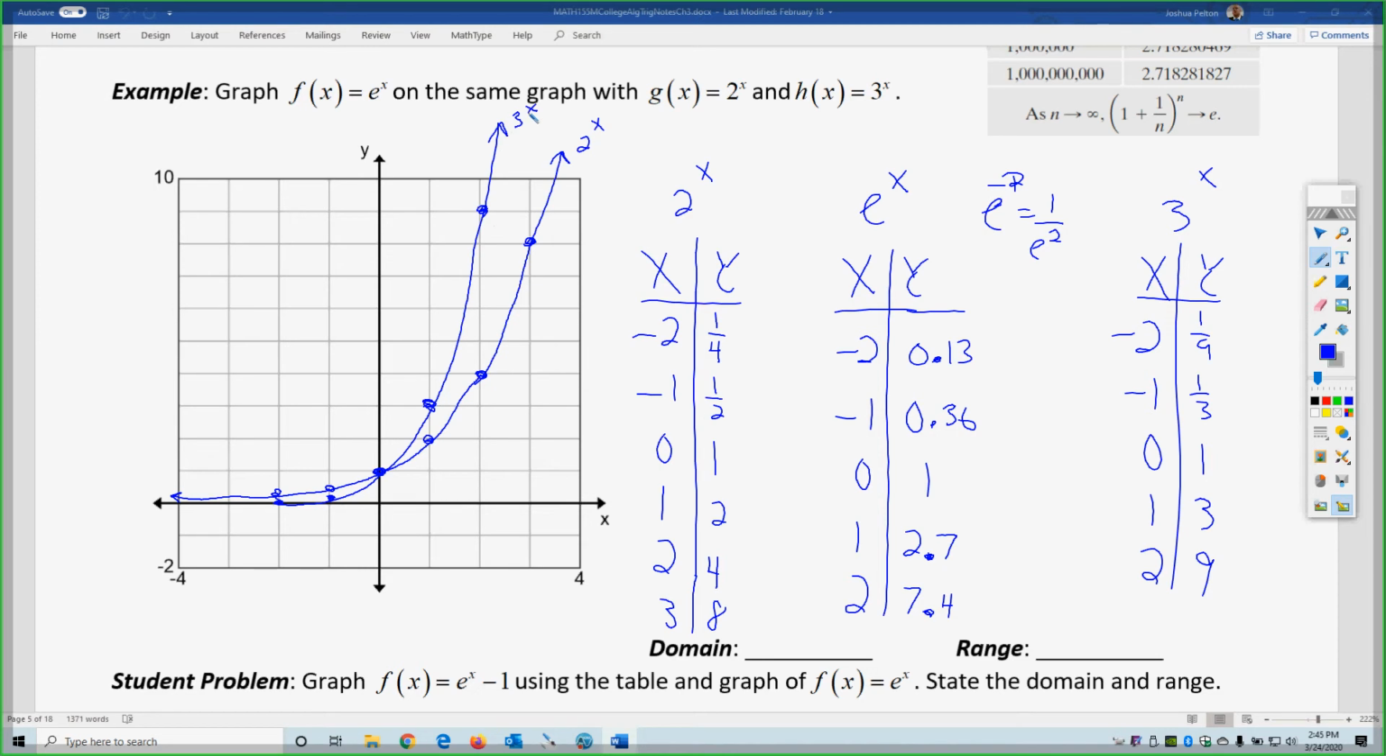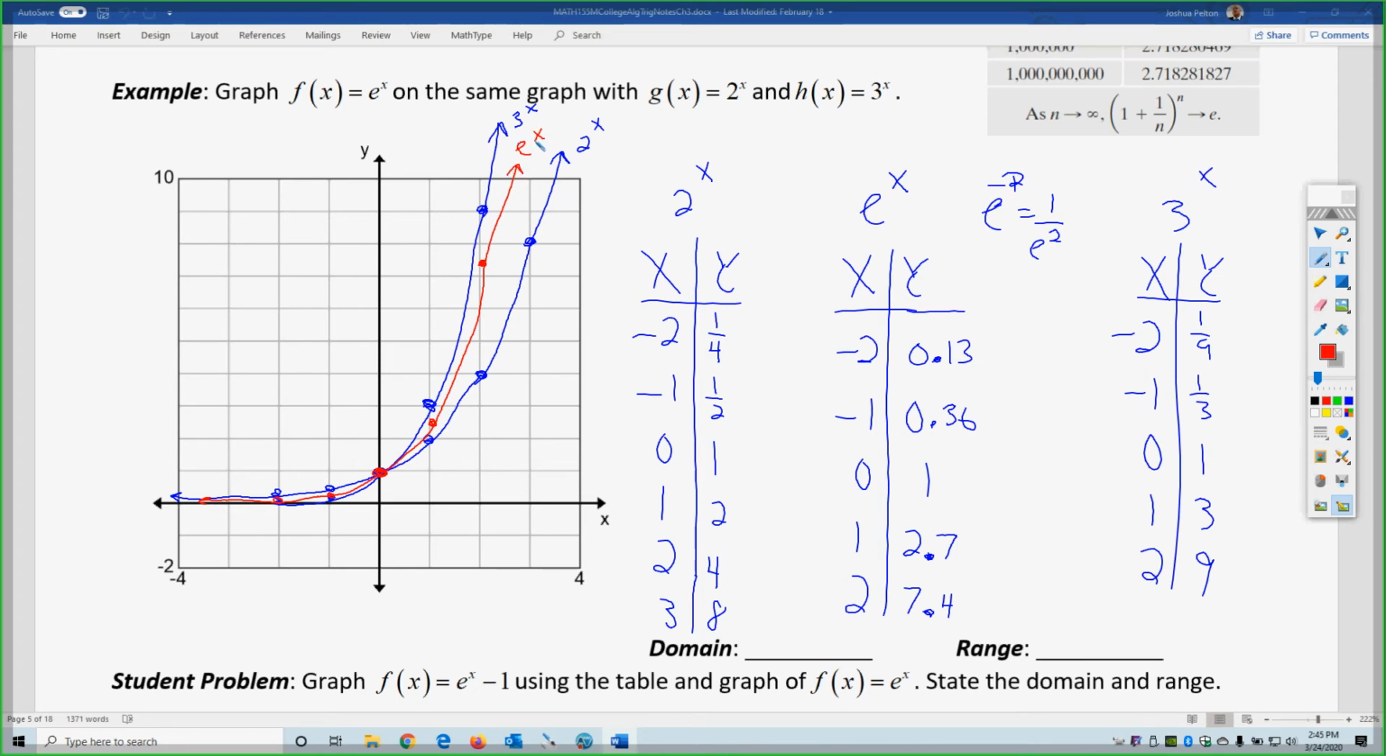So the e to the x, at 0 we're still at 1. So do a different color here for e to the x. So at 0 we're at 1. At 1 we're at 2.7. At 2 we're at 7.4. Okay, and then we're at 0.36. So what's happening here is we're between these two in both cases.